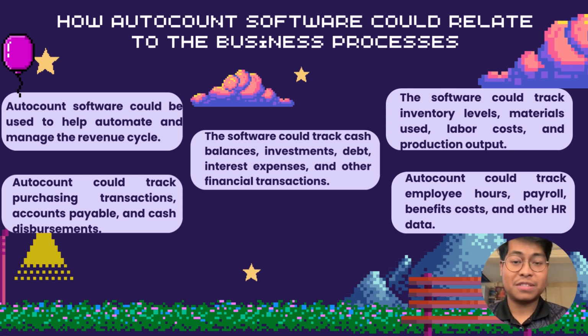For the human resources cycle, AutoCount could track employee hours, payroll, benefits, costs, and other HR data. This facilitates HR planning, budgeting, and decision making. For the financial cycle, the software could track cash balance, investments, debt, interest, expenses, and other financial transactions. This provides the information needed for cash management, capital budgeting, and financial reporting. That's all for my part.